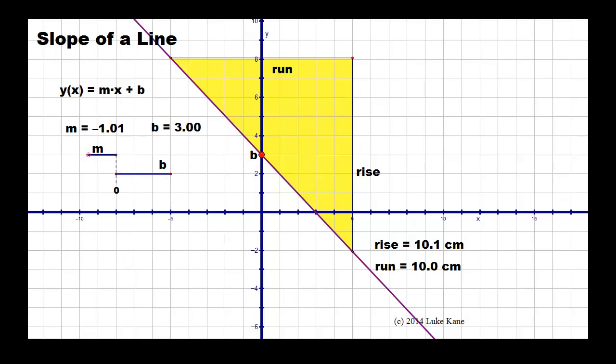So, in this case, we've got 1, 2, 3, 4, 5, 6, 7, 8, 9, 10 and this is 1, 2, 3, 4, 5, 6, 7, 8, 9, 10. 10 over 10 is 1. And it's going down, so it's negative. This is all old hat. Now let's talk about more than one line.